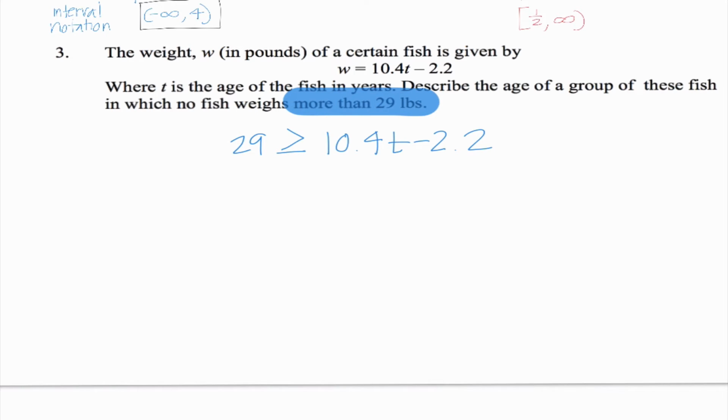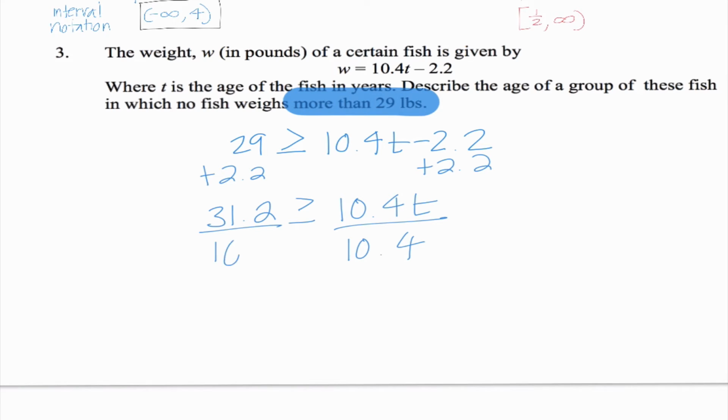So now I'm going to go ahead and isolate t. So I'm going to add 2.2, and I get 31.2 is greater than or equal to 10.4t. When I divide by 10.4, I get 3 is greater than or equal to t.